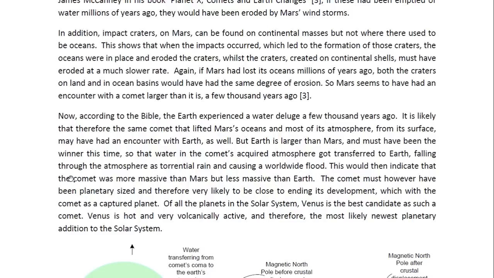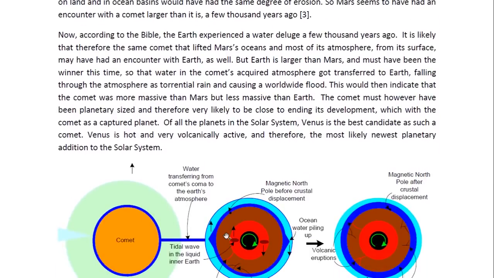This would then indicate that the comet was more massive than Mars, but less massive than Earth. And the comet must, however, have been planetary sized and therefore very likely to be close to ending its development, which would end with the comet as a captured planet. Now, of all the planets in the solar system, Venus is the best candidate as such a comet. Venus is hot and very volcanically active, and therefore the most likely newest planetary addition to the solar system.